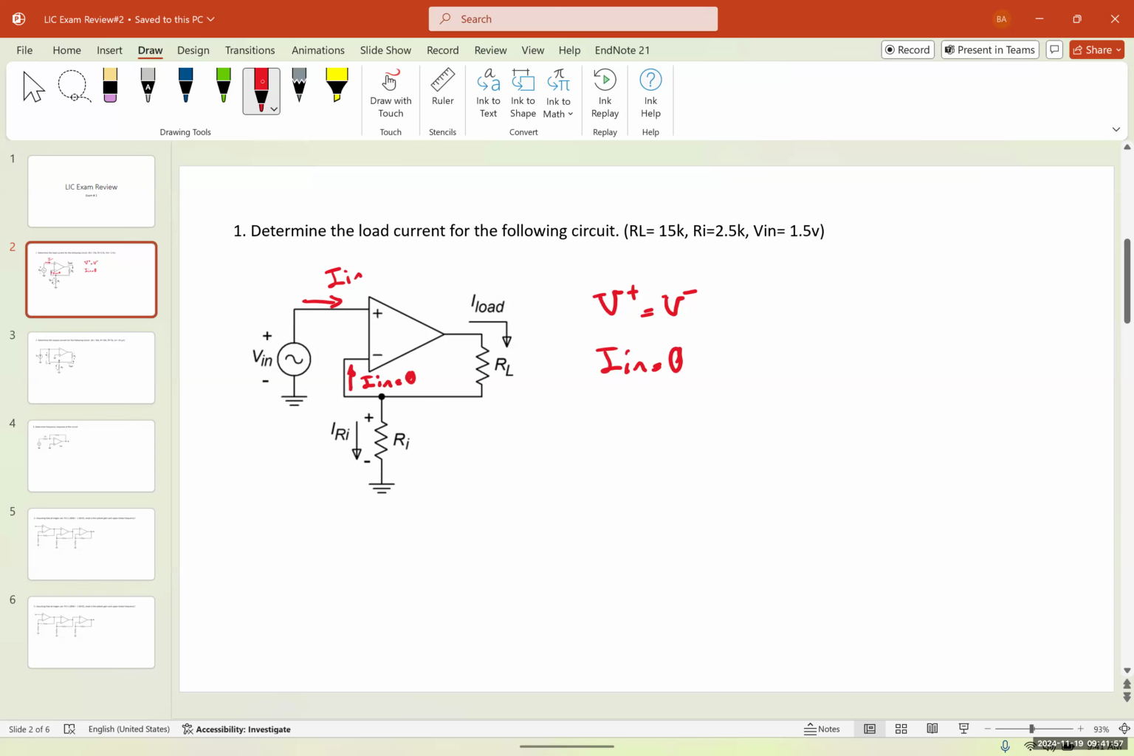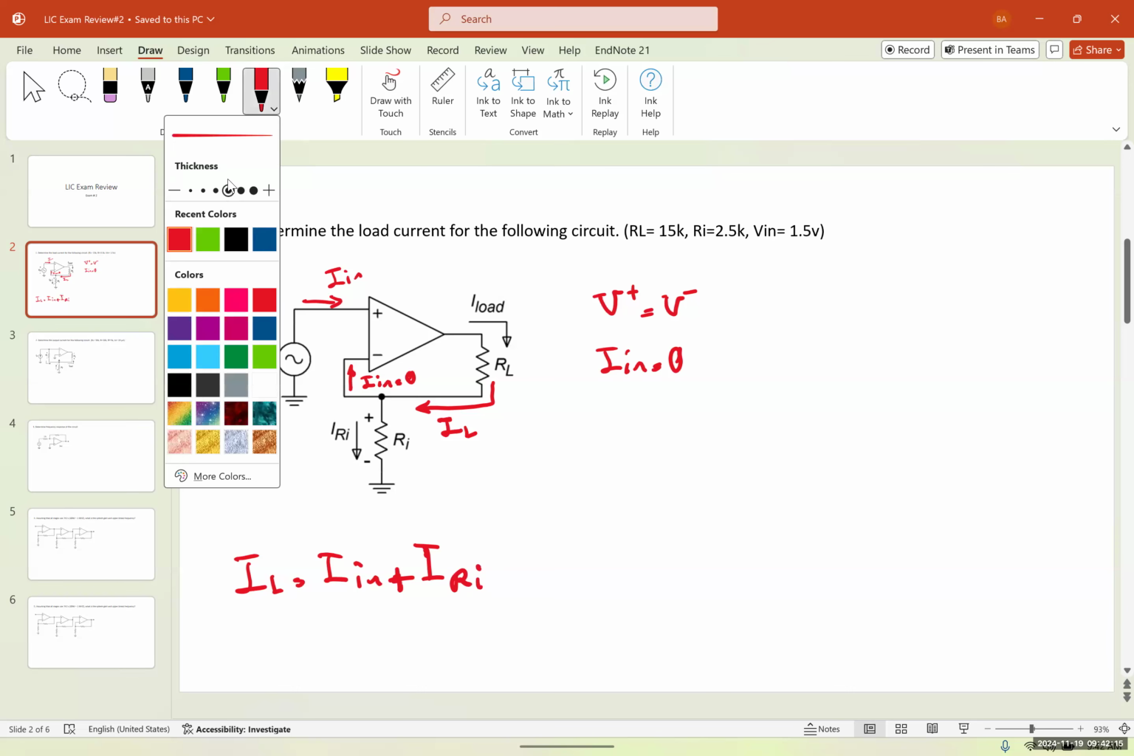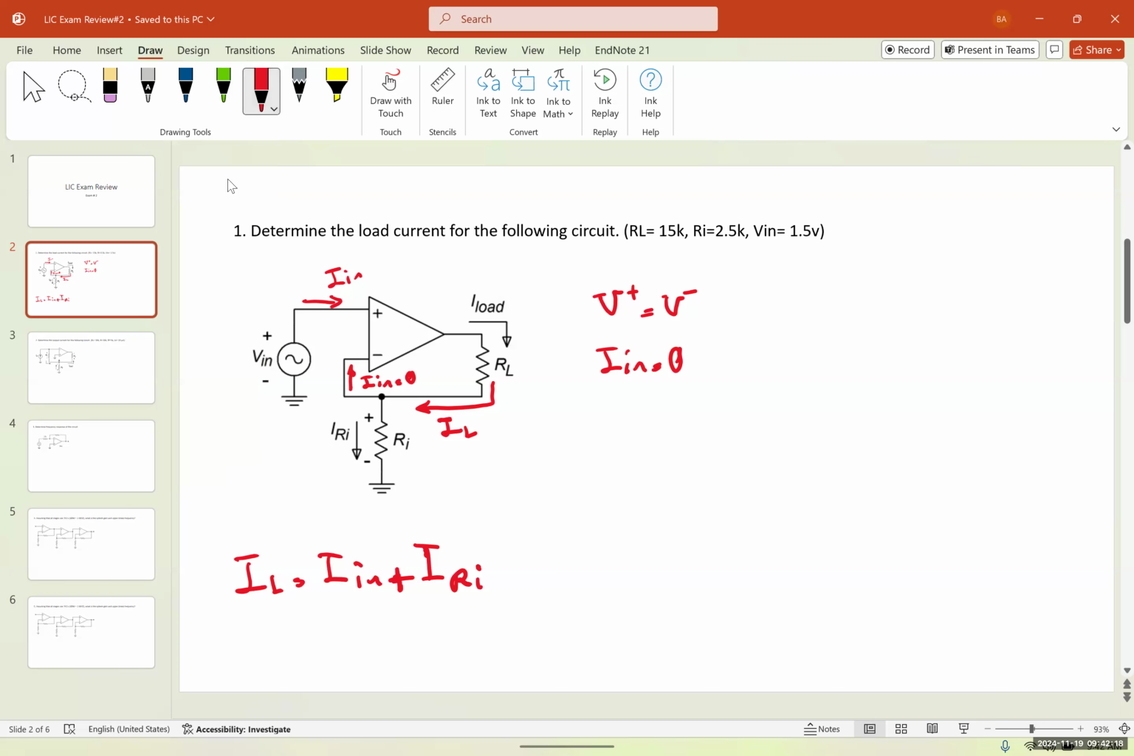So if input current is 0, and I have IL coming in, the load current, and IN is equal to 0. By the way, IL is equal to IN plus IRI, according to Kirchhoff's current law. And since IN is equal to 0, therefore IL would be equal to IRI.